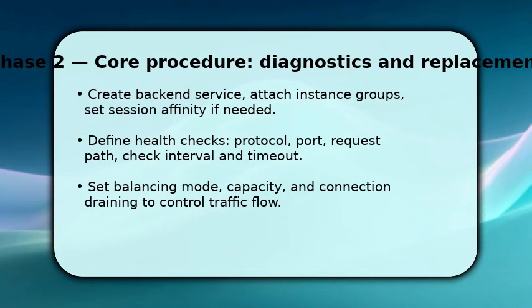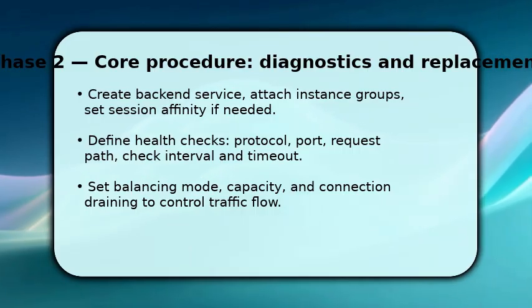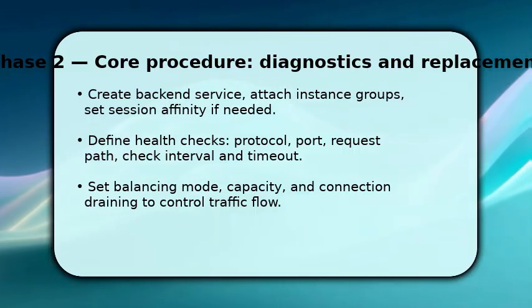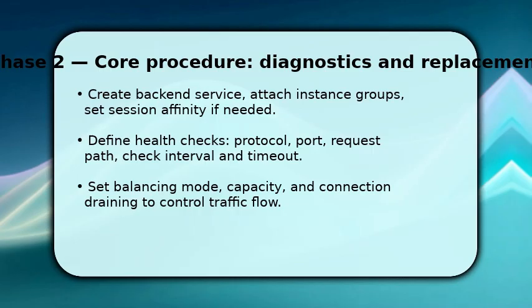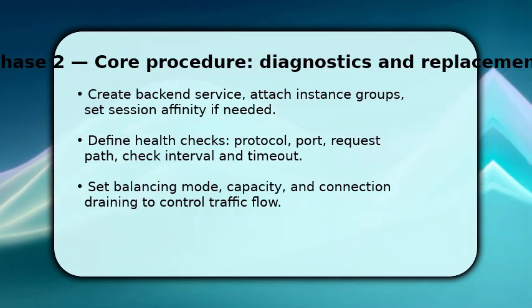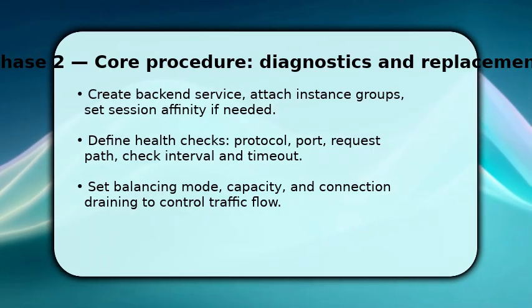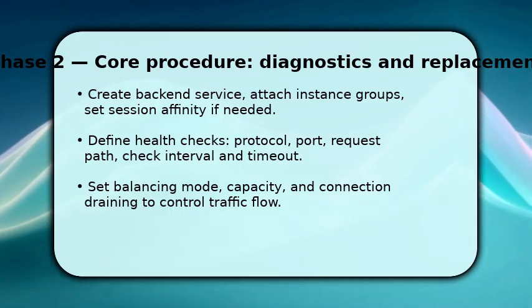Now you configure the backend service and attach your instance groups or any NEG endpoints. This links compute to the balancer. Make sure health checks match your app. Use the correct protocol, port, and path, because failing checks remove instances from rotation.